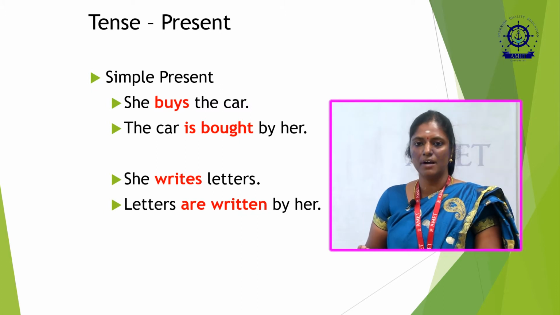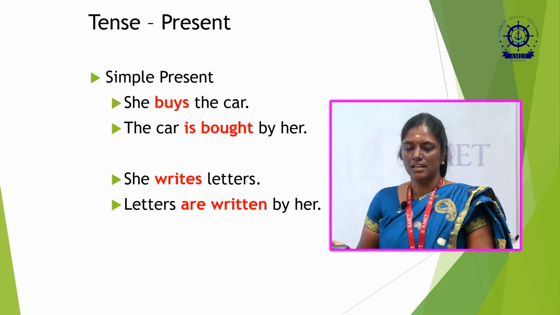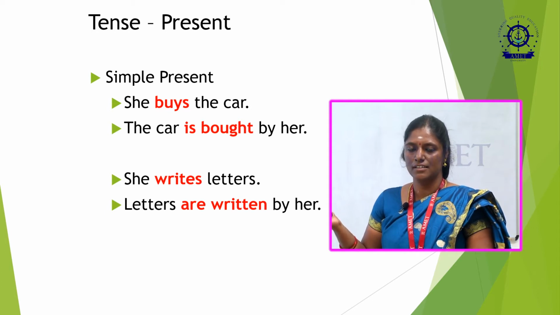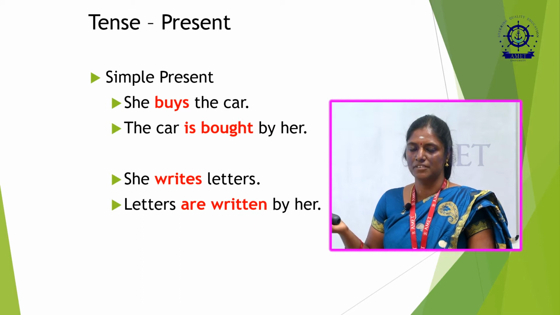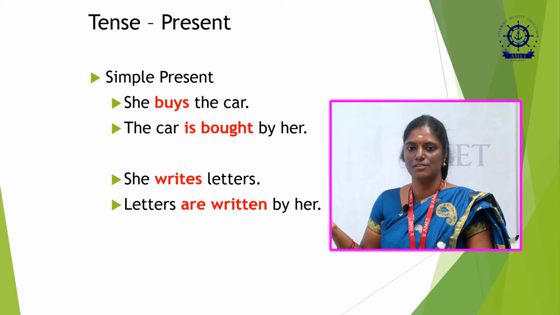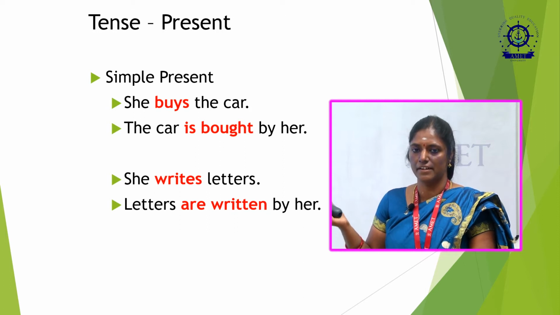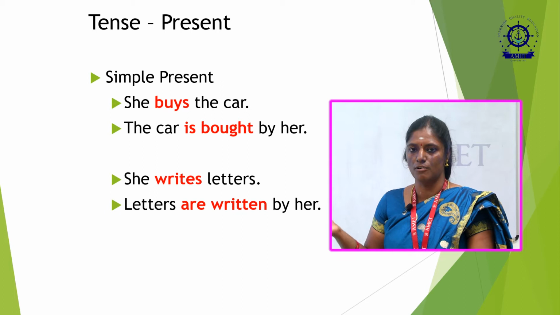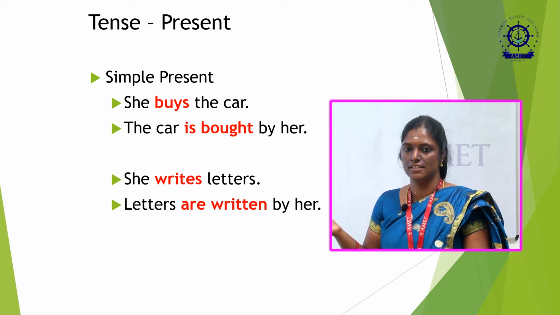See the example, she buys the car. Same structure, subject, verb, object. Object, the car, we are taking that in the first position in passive voice, the car. Again we have to check singular or plural, it is singular, present tense singular. So, we are using is auxiliary. The car is, and the third form, past participle form of buy is bought: buy, bought, bought. So, the car is bought, preposition by, and she should be changed into object pronoun, that is her. So, the car is bought by her.